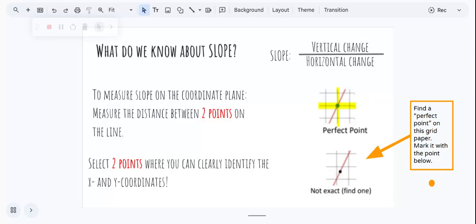Sometimes they give it to you, sometimes they don't. For this assignment, it's going to ask you to find your own perfect points and mark it using this little dot. So I'm going to go ahead and drag my dot right here to this perfect point that I see on top in the corner. There's actually another perfect point right there. See how it's perfectly in the grid lines? Those are the points we're going to want to use when we're finding slope.